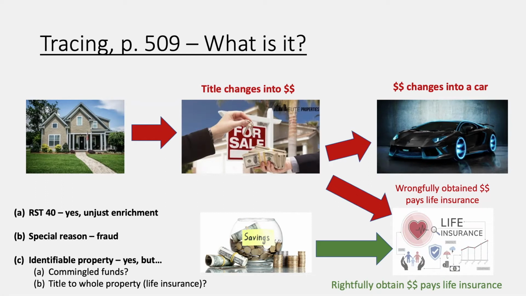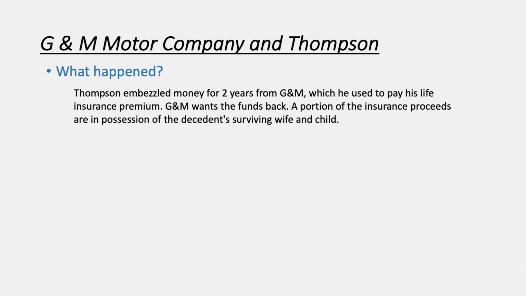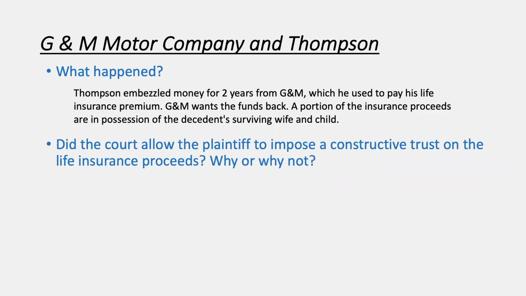And that was the issue that we dealt with in the G&M Motor Company case. So in the G&M Motor Company case, what happened? Well, Thompson embezzled money for 2 years from G&M, and he used some of this money to pay his life insurance premium. Now G&M wants the funds back. However, a portion of the insurance proceeds are in possession of his surviving wife and child. And the issue is, well, will the court allow the plaintiff to impose a constructive trust on these life insurance proceeds when they're now in an innocent beneficiary's hand, and part of the money used to pay this life insurance was actually money that belonged to Thompson and was not wrongfully obtained, right?